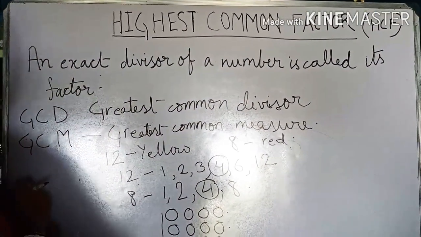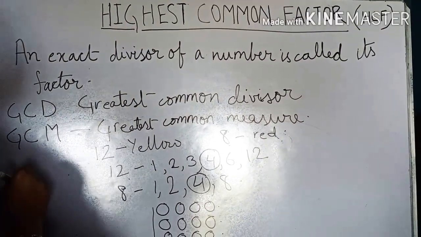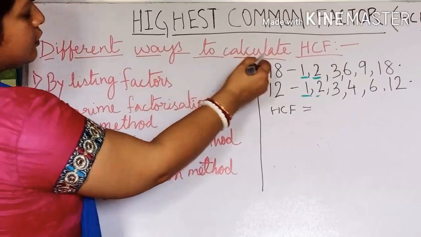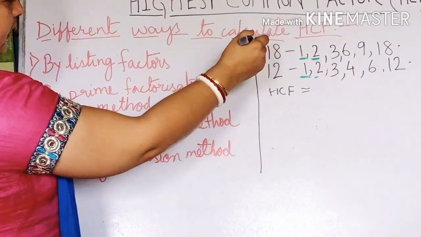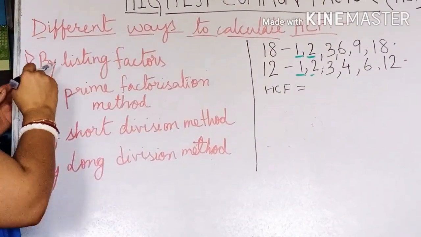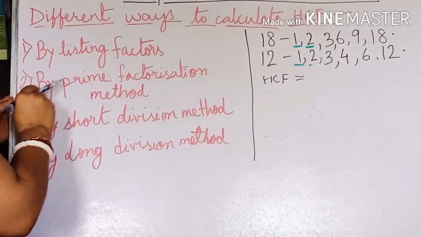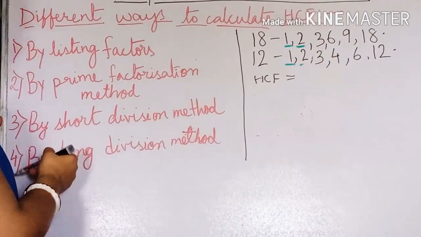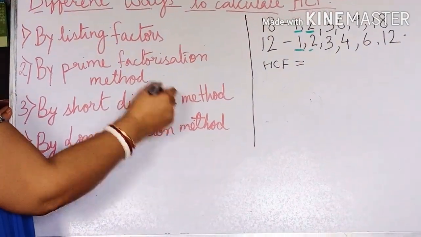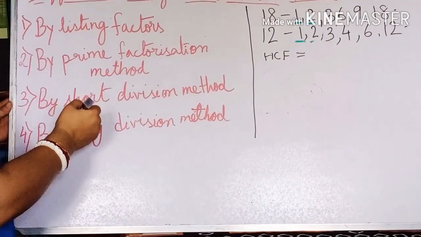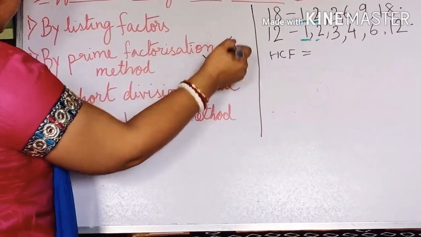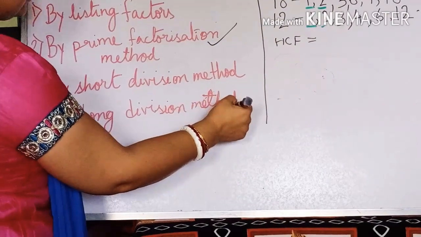Now we will be learning the different ways of taking out this HCF. I hope you remember the different ways: by listing factors, by prime factorization method, by short division method and by long division method. We will be understanding each method one by one, but in this class we will be using mostly the prime factorization method and the long division method.